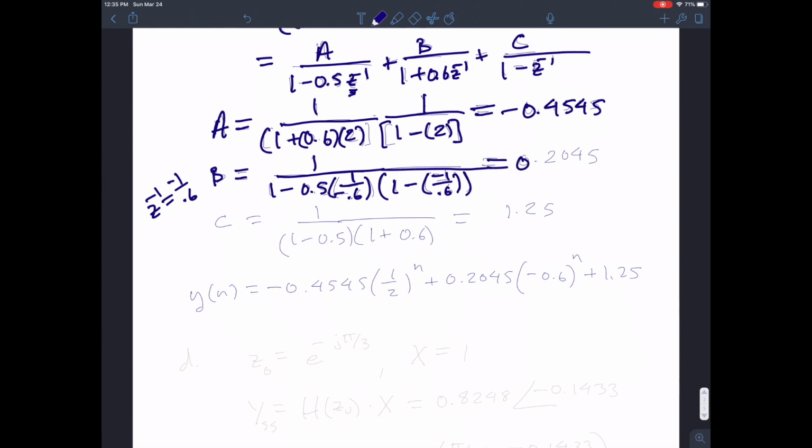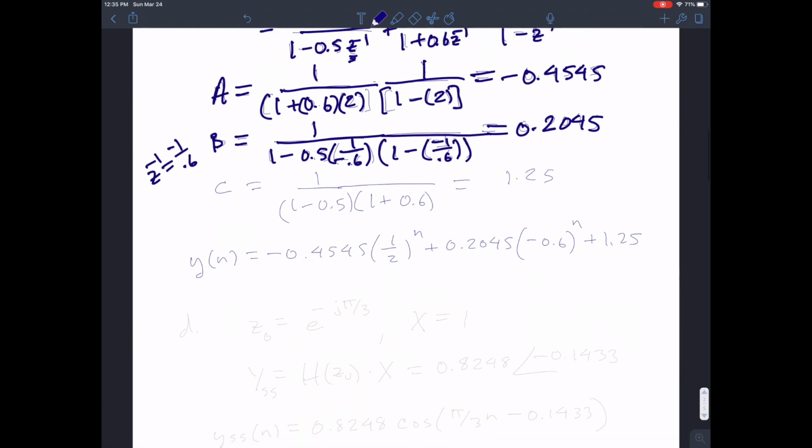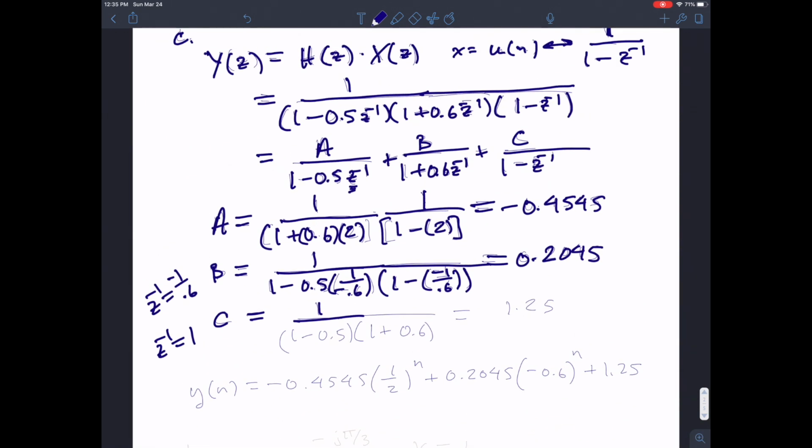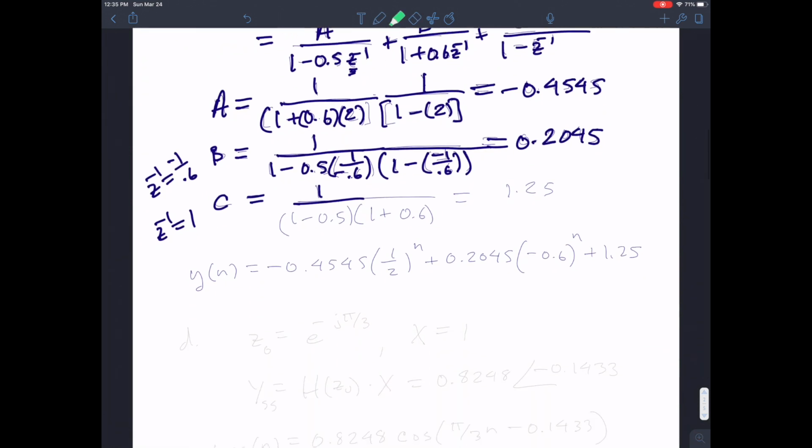Okay, and I get that to be this number to 4 places. And finally, the C value, you have z to the minus 1 equal to 1 in that case, right? Because you're zeroing out this term.